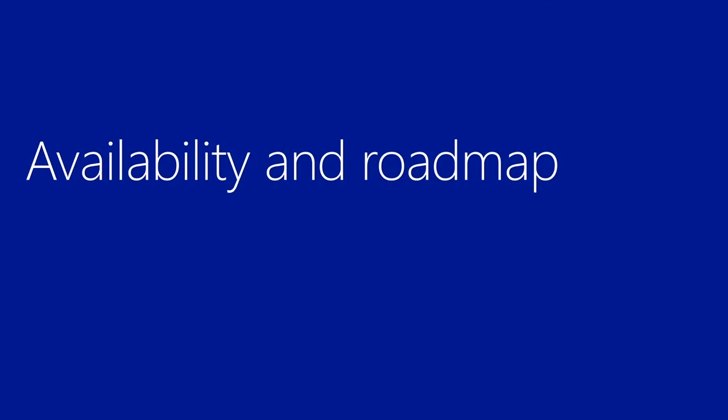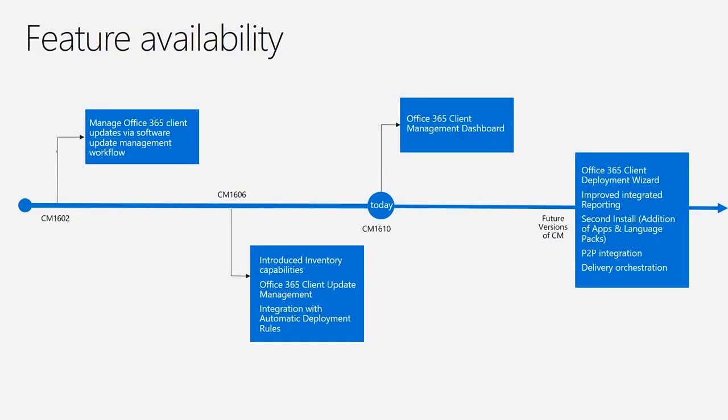So availability and roadmap. This is kind of the last couple of slides we have here. We look at CM 1602. We had the client's updates via software update management workflow, which we talked about. In 1606, we introduced inventory capabilities. We had the Office 365 client update management, and then we had integration with automatic deployment rules. Today we're at 1610, which has the Office 365 client management dashboard that we showed.